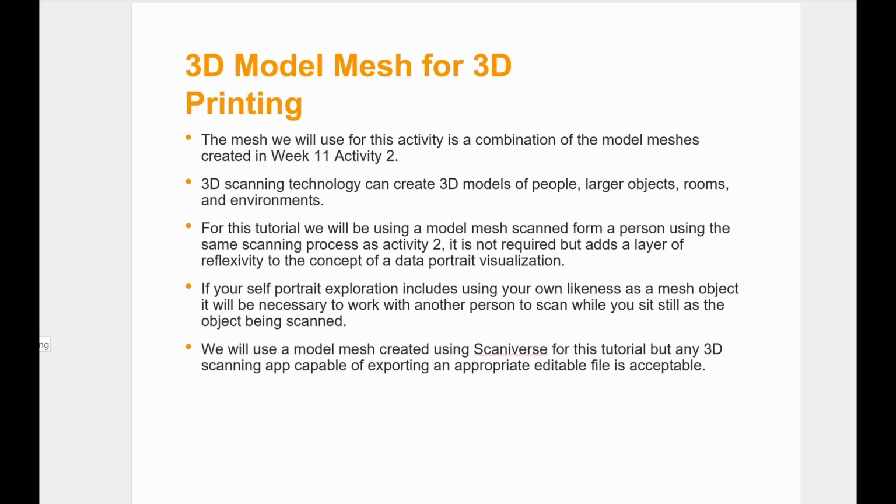For this tutorial, we're going to be using a model mesh scanned also from a person using the same scanning process as activity 2. It is not required, but it does add a layer of reflexivity to the concept of a data portrait visualization. If your self-portrait exploration includes using your own likeness as a mesh object, it will be necessary to work with another person to scan you while you sit as the object being scanned.